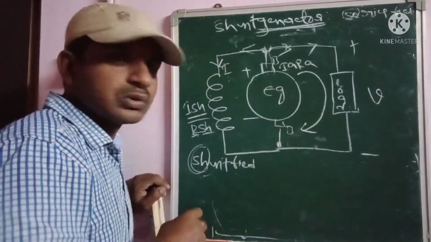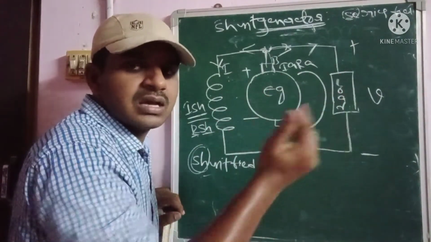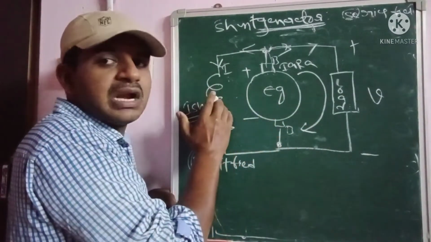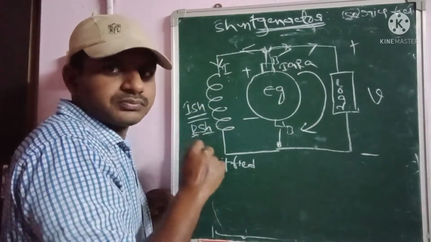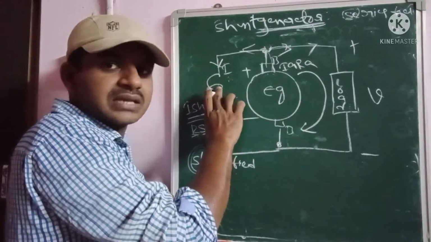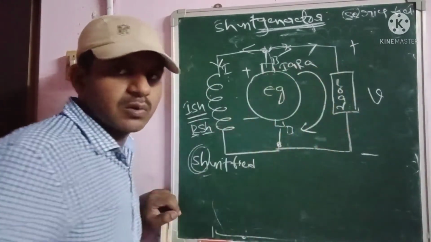Here the loop equation is applied only to the load side. We are not applying it to the field winding side. We only have to apply the KVL equation to the load side.